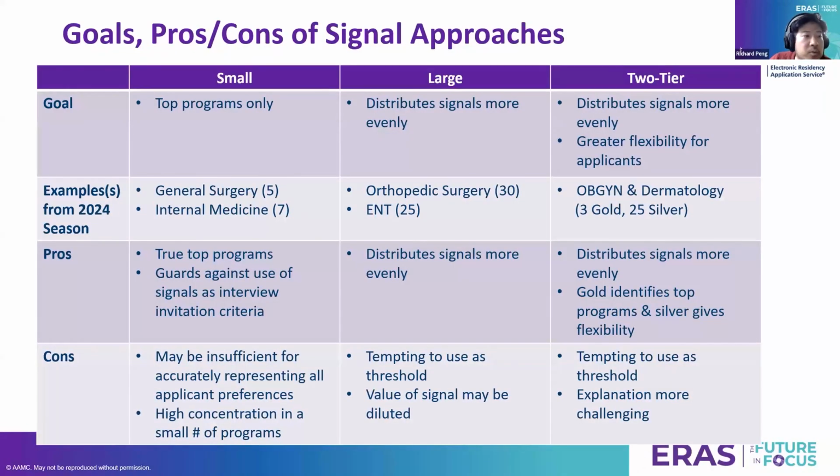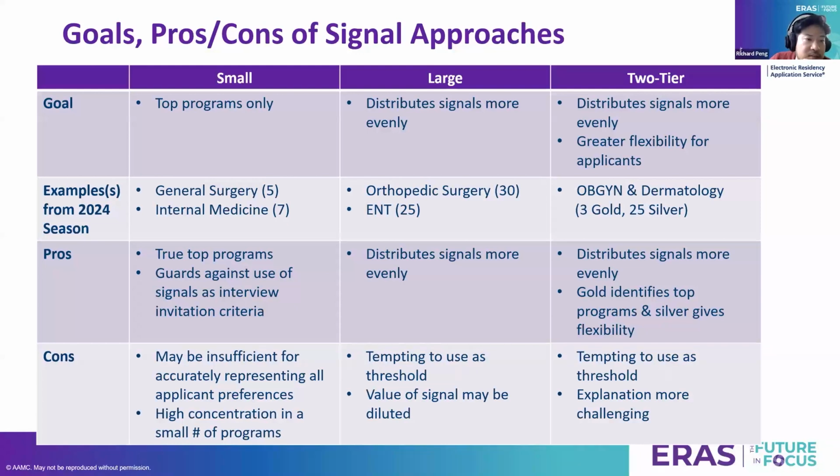This is just kind of a general breakdown of different models that we've seen in the past season that you might see in this coming season as well, more generally. For some specialties, they may have adopted a small signal approach, meaning they have few signals, 5 to 7. Some specialties will adopt a large signal approach where they may have up to 25 and 30 signals at a time.